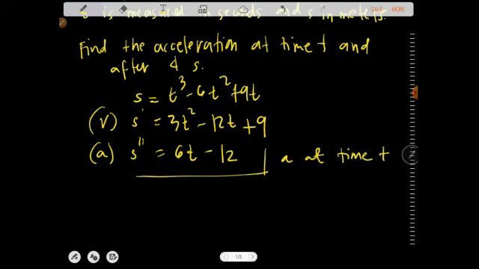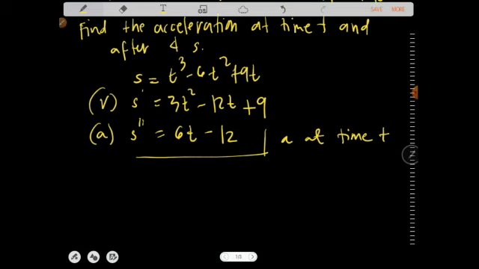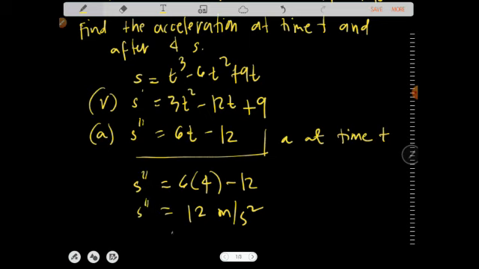So, there is another question, find the acceleration after 4 seconds. So, just replace the value of t, that equals 6 times 4 minus 12. This would give us 24 minus 12, which is 12. Okay, 12 meters per second squared. So this is the answer to find the acceleration at 4 seconds, or after 4 seconds.